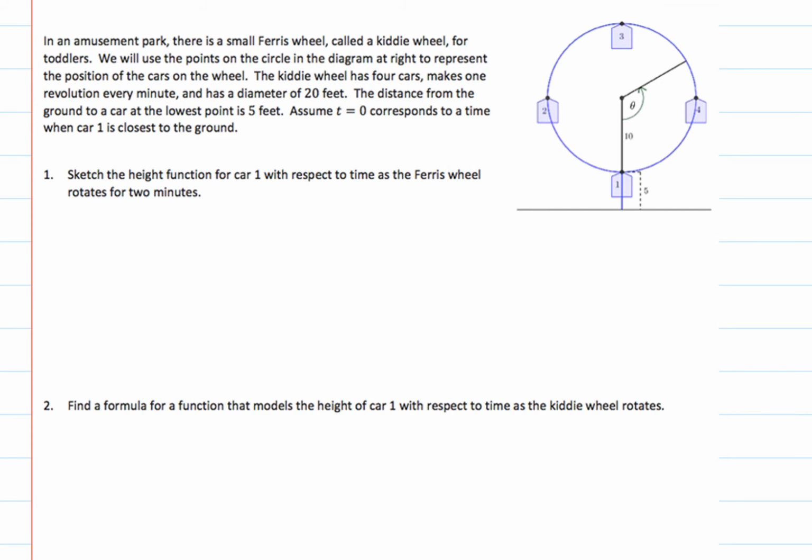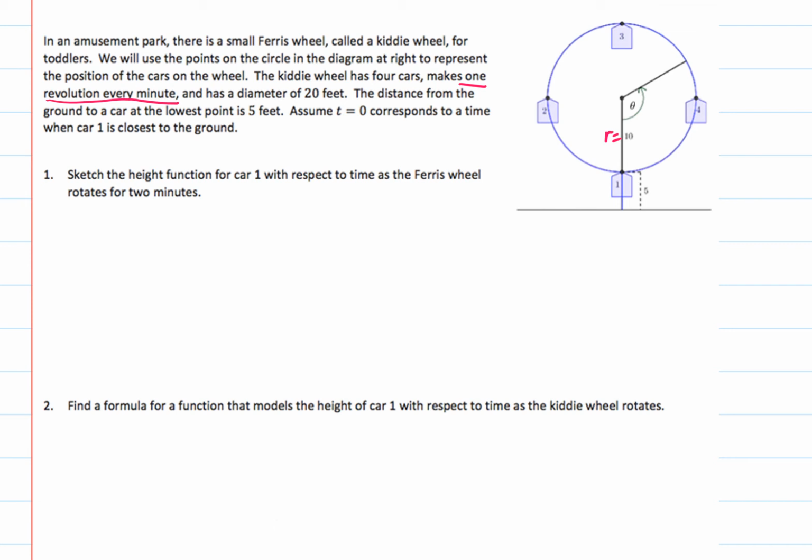In an amusement park, there's a small Ferris wheel called a kiddie wheel for toddlers. We'll use the points in the circle in the diagram on the right to represent the position of the cars on the wheel. The kiddie wheel has 4 cars, making 1 revolution each minute, and has a diameter of 20 feet. Oh, that makes sense if the radius is 10.